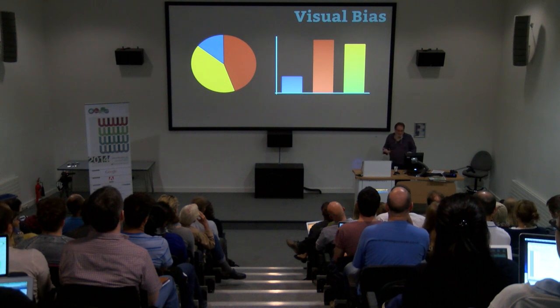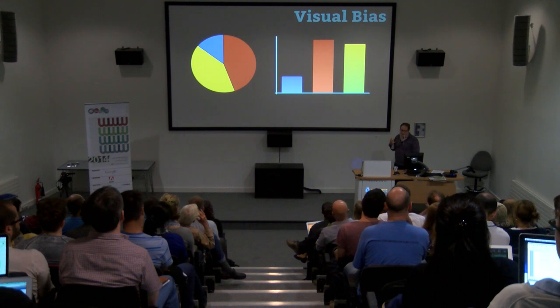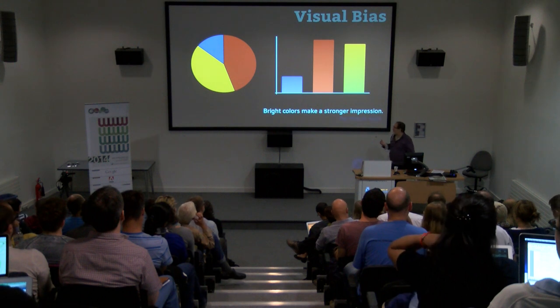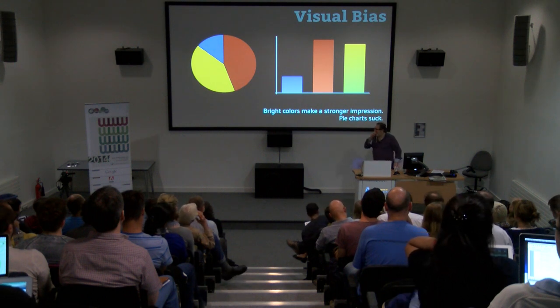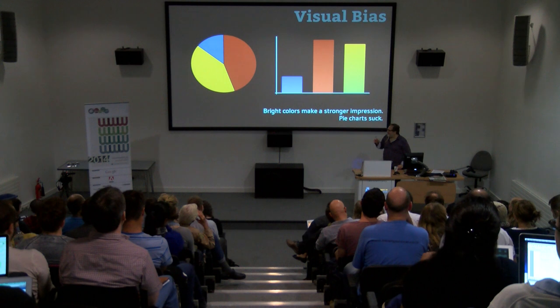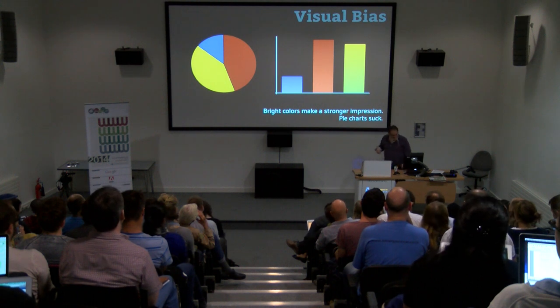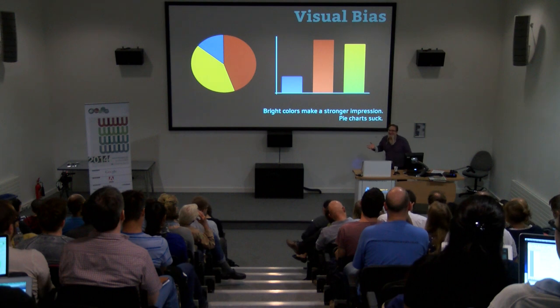So when you're using palettes, and I'll talk a little bit about colors, the first lesson is choose your colors carefully. Bright colors make a stronger impression. The second lesson is that pie charts suck. But we all knew that. And actually, you'll see, I think there's like 4 or 5 pie charts in this presentation. They're good for really gross, large comparisons, not for fine degrees.